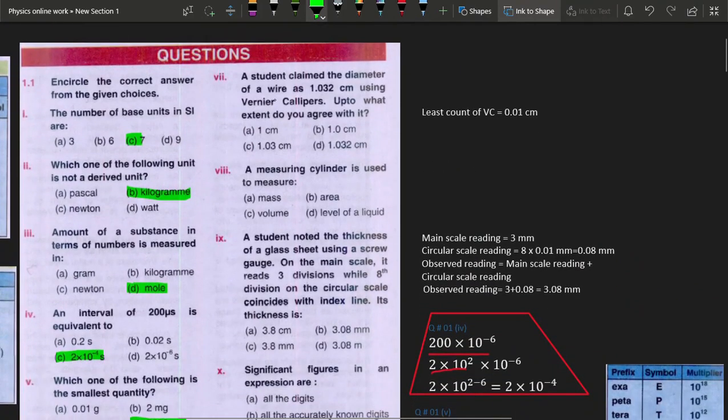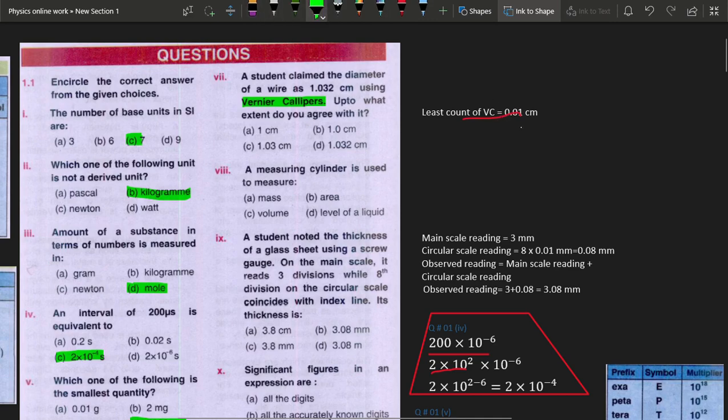Now next question is: a student claims the diameter of a wire as 1.032 centimeter using a vernier caliper. Up to what extent do you agree with it? So in this type of question, you need to look at the least count of the given measuring instrument. In this case, our given measuring instrument is vernier caliper, and the least count of the vernier caliper is 0.01.